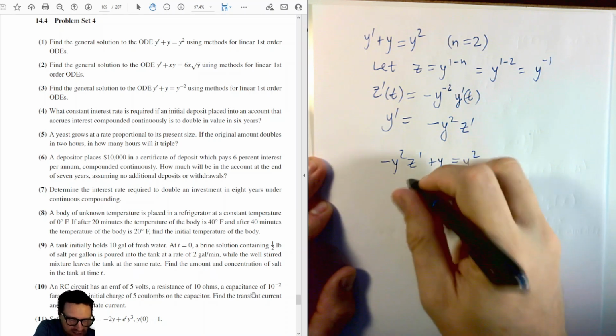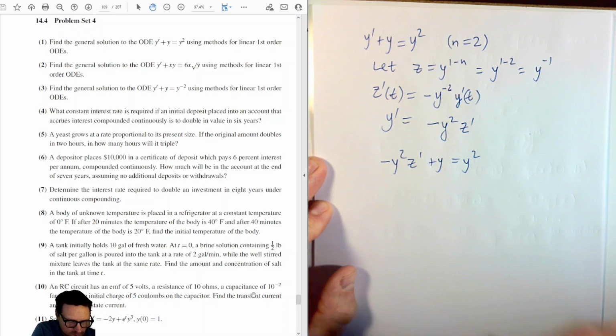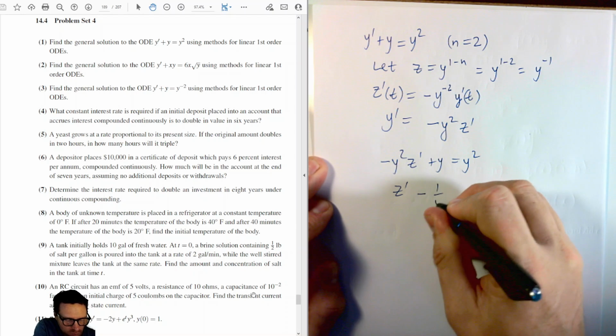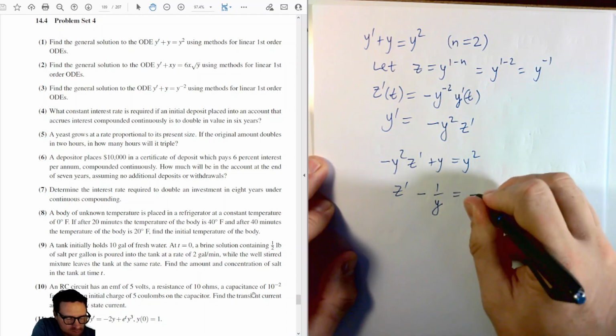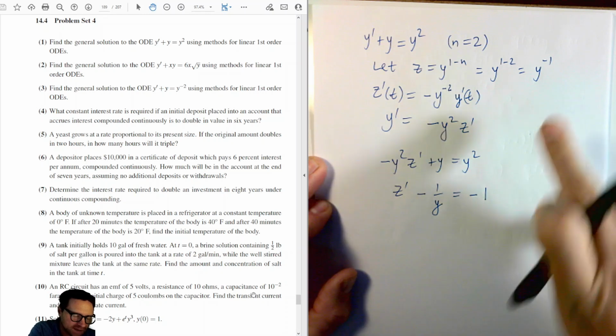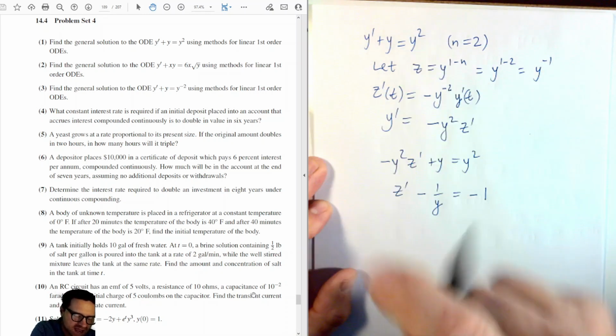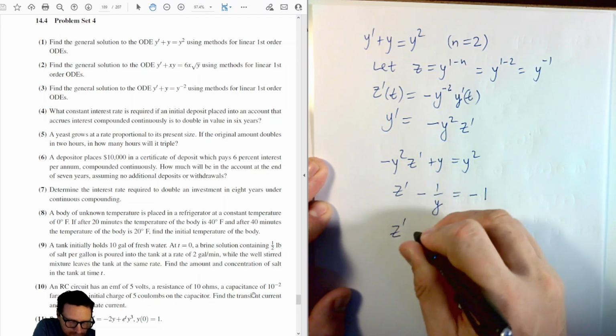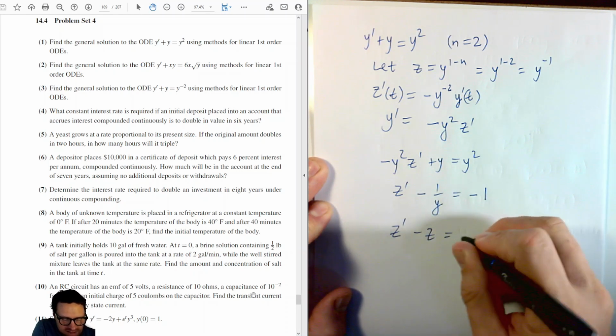Okay, so let's do that. Dividing by minus y squared, we will get z dash minus 1 over y is equal to minus 1. Now 1 over y is z, so we have the linear differential equation z dash minus z is equal to minus 1.